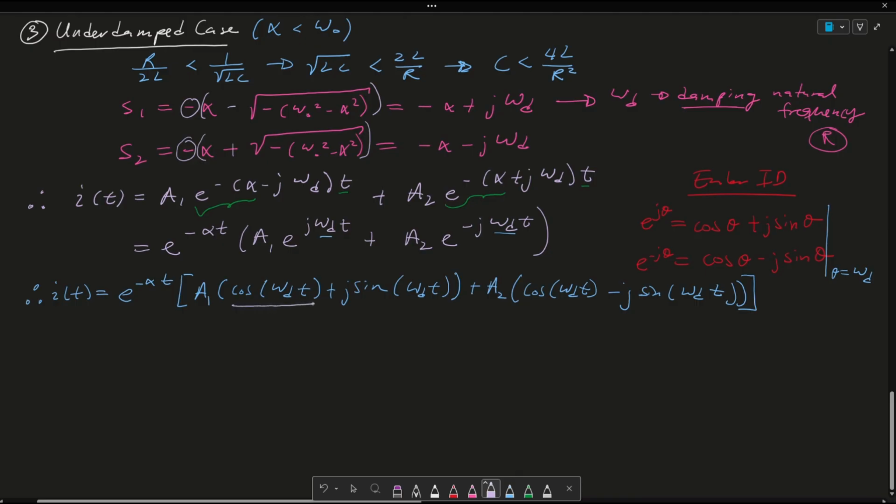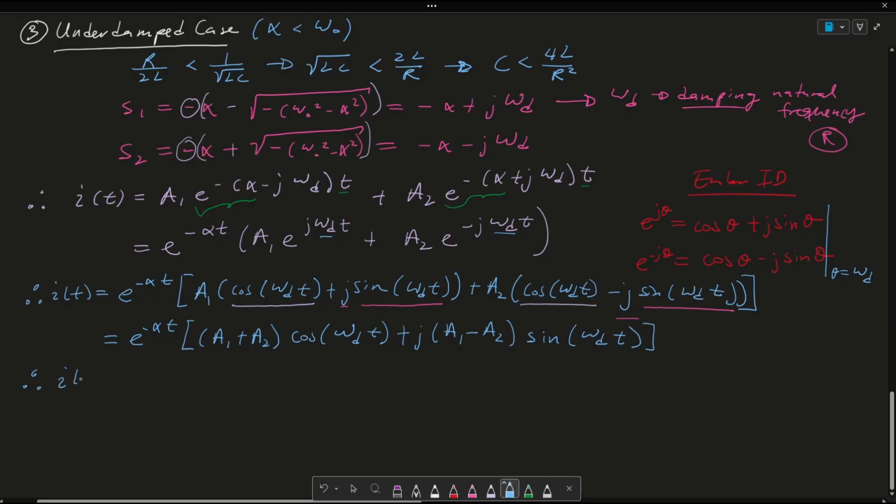I can pull out a cosine omega d t term from here and here, and a sine omega d t term from here and here, along with the j's for the sine terms. So then I'm left with e to the minus alpha t times a1 plus a2 times cosine omega d t plus j times a1 minus a2 times sine omega d t.